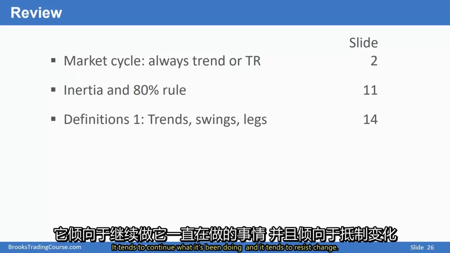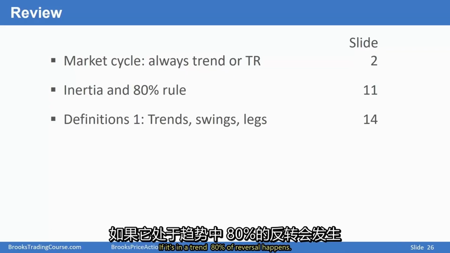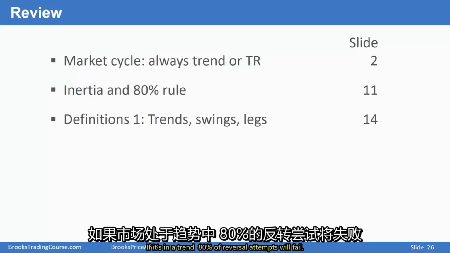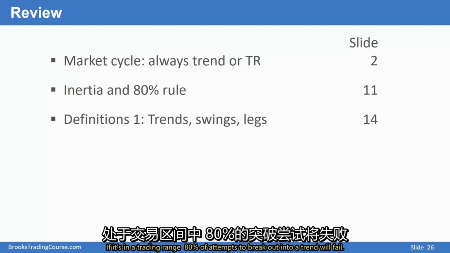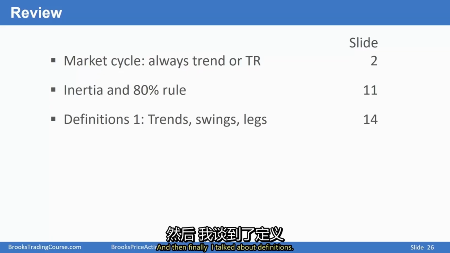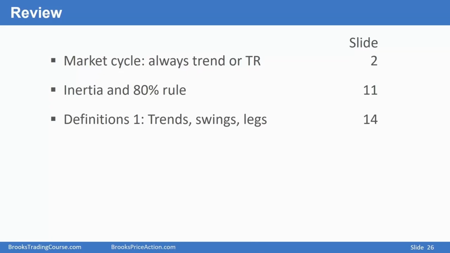The market has inertia. It tends to continue what it's been doing, and it tends to resist change. If it's in a trend, 80% of reversal attempts will fail. If it's in a trading range, 80% of attempts to break out into a trend will fail. And then finally, I talked about definitions.